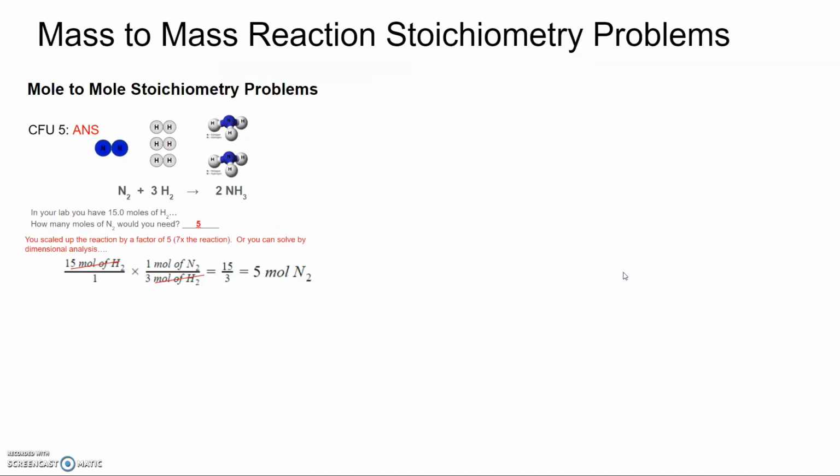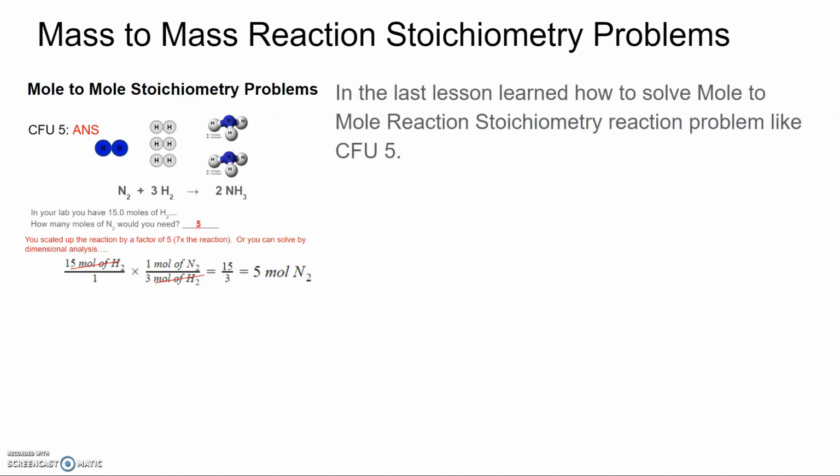So in the problem that we just saw, CFU 5, we did what's called a mole-to-mole reaction stoichiometry problem. We started off with 15 moles of H2, and we're trying to find the moles of N2. So we're converting from moles of one substance to the moles of another substance.